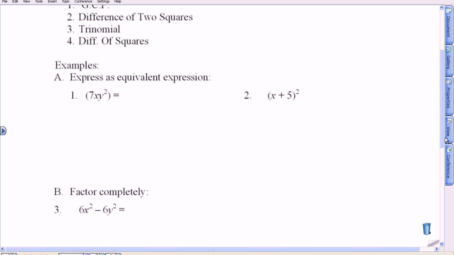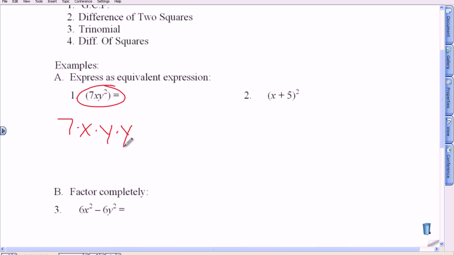It says express as equivalent expressions. So here's what we're going to do here. We have a choice depending on what's going on. Here we have 7xy squared. We can do the prime factorization for this particular problem. And the reason for that is there really is no mathematical operation to perform here.